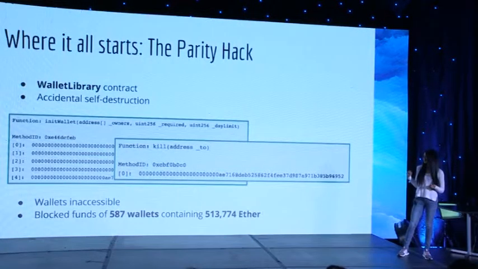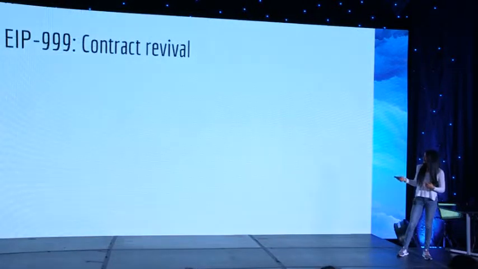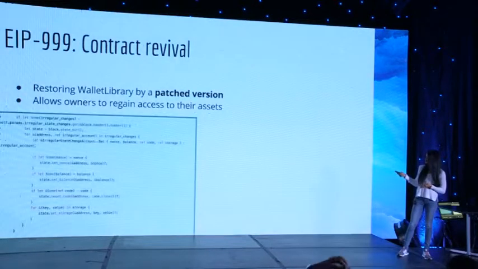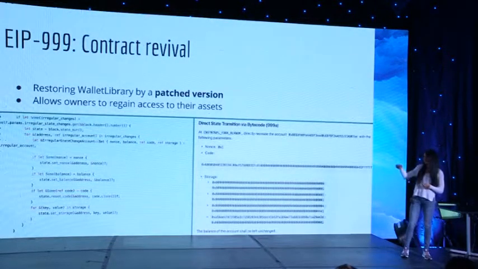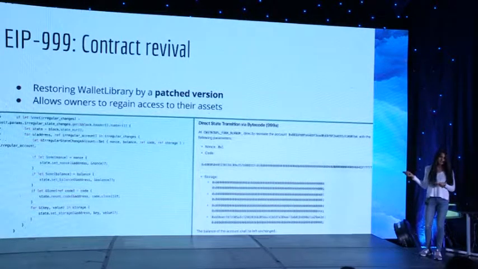So 587 wallets became inaccessible. Over 500,000 Ether was basically locked. And that's a lot of Ether, right? So what EIP999 basically does is a one-time state transition to revive that destroyed contract and replace it with the patched version that fixes that bug. It would allow users to regain access to their wallets, because it's a one-time change where we directly recreate that account with new parameters.